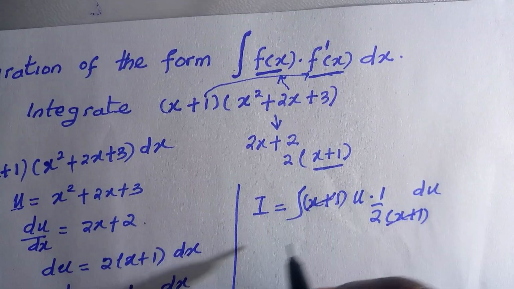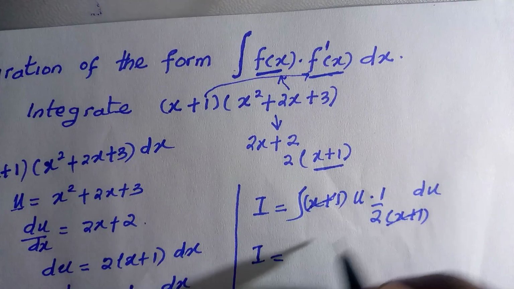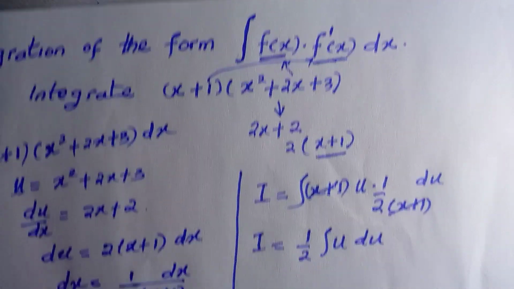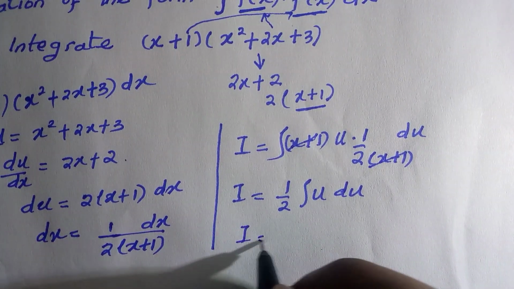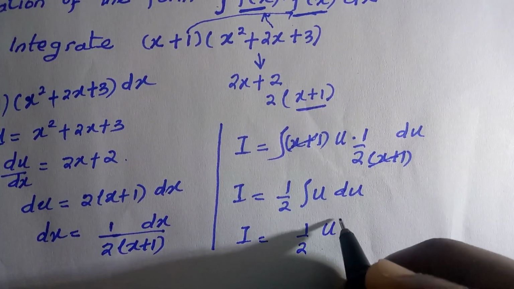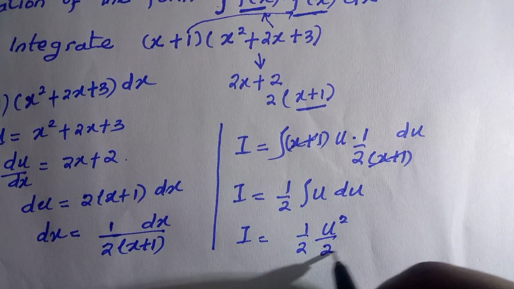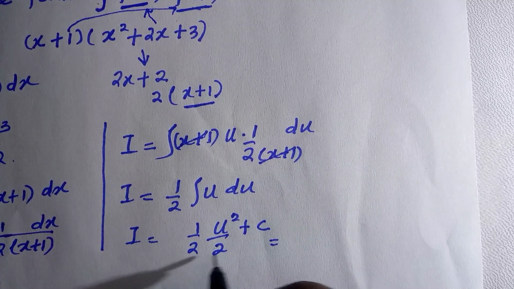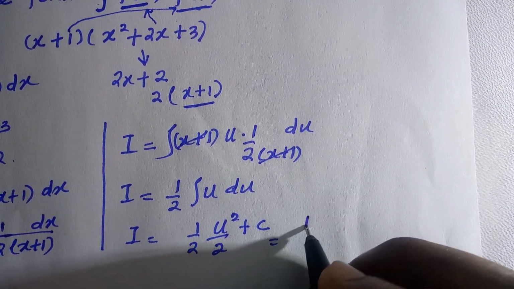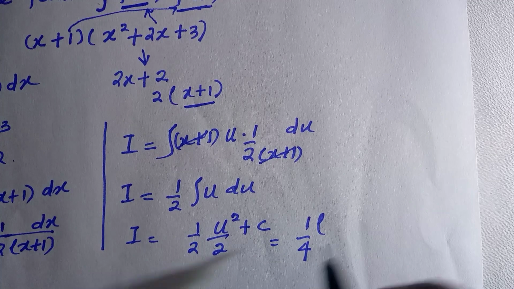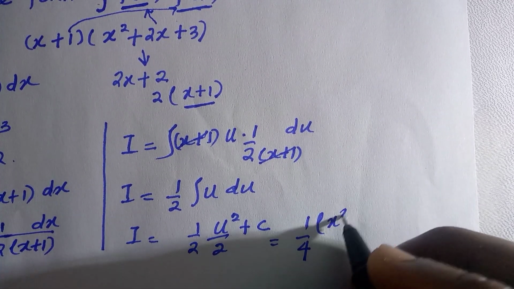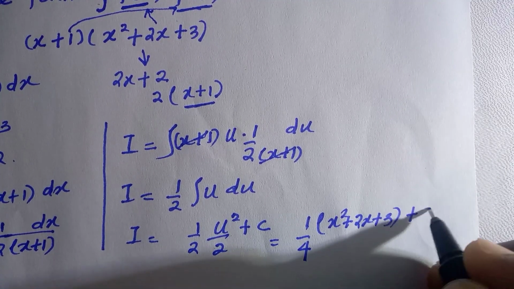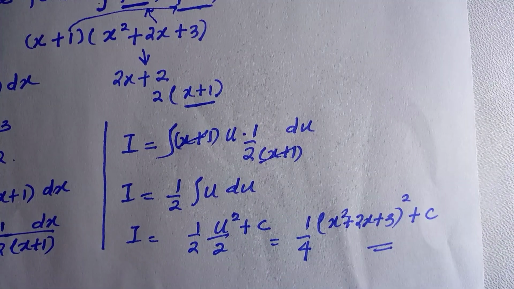And if these two cancel, we have I equals 1 over 2 will come out, then it's left with the integral of U du. And by integrating this, we have 1 over 2 U raised to power 2 divided by 2 plus the constant. And the next thing here is 2 we multiply 2, that is 4, and the value of U is given as x raised to power of 2 plus 2x plus 3, and everything plus constant. Here is the result for this one.